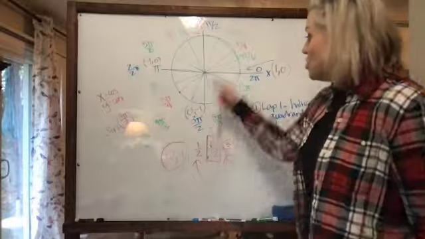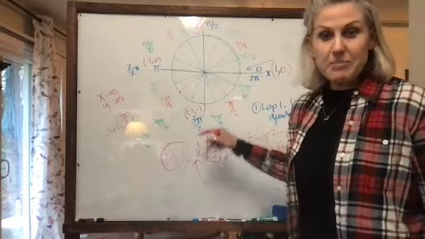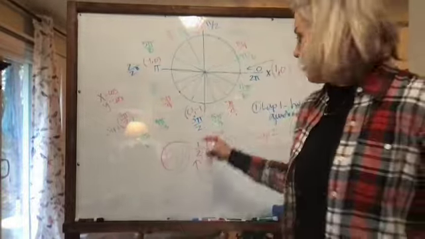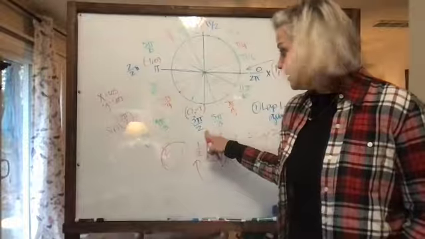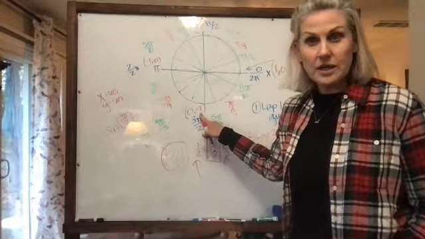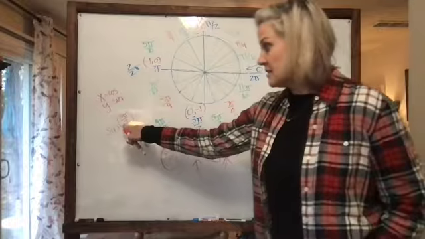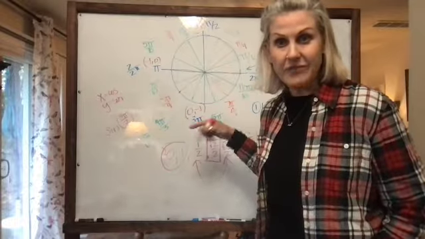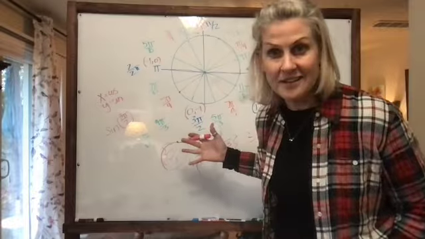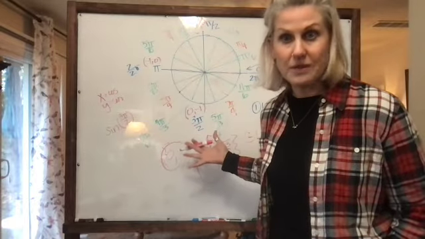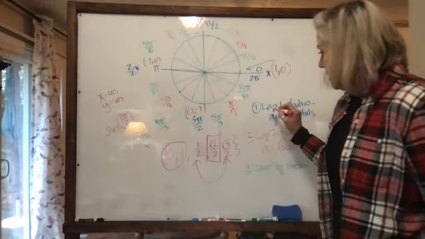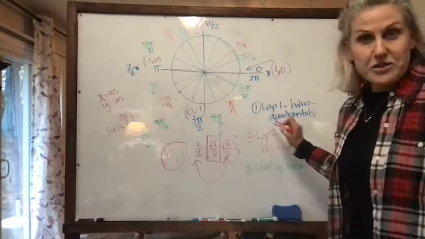So what this means is if they say, what is the sine of 3 pi over 2? You go to the location of 3 pi over 2 on the unit circle and you grab the y coordinate and you're done. That's it. The sine of 3 pi over 2 is negative 1. Done. The cosine of 3 pi over 2 is 0.